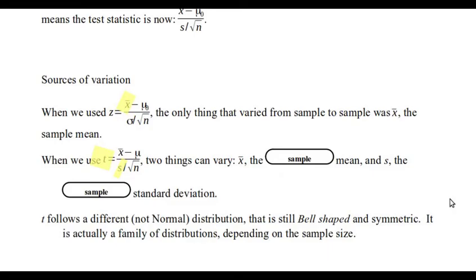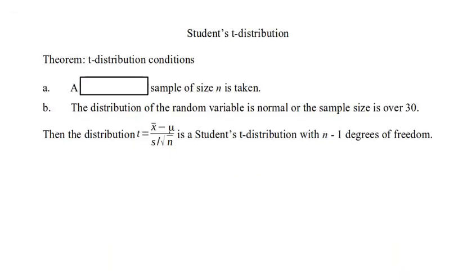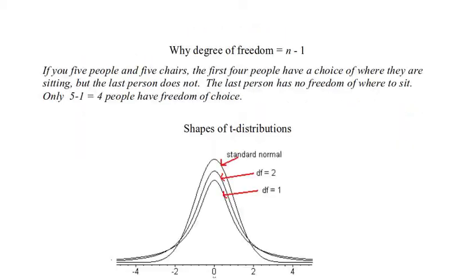T follows a different, not normal distribution that's still bell-shaped and symmetric. It's actually a family of distributions depending on the sample size. The t-distribution is also called a student's t-distribution. It requires that a random sample of size n is taken, and that either the distribution of the random variable is normal to begin with, or the sample size is over 30. Then the distribution of the test statistic, t, is a student's t-distribution with n minus 1 degrees of freedom.